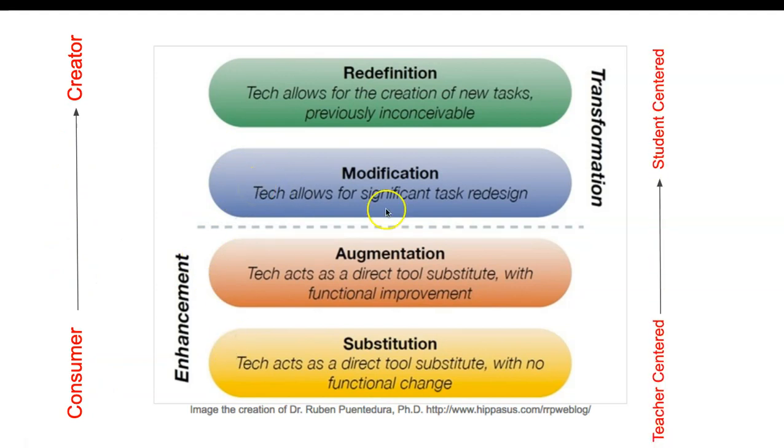Also, as we pointed out a few times along the way, the lower levels, the S and A, substitution and augmentation, tend to be more teacher-centered. Whereas as we go up to the upper levels of modification, redefinition, you start seeing more student agency and more of a student-centered learning environment. So it's not necessarily one for one. It's just the tendency that you see as you shift and go on this spectrum of SAMR.